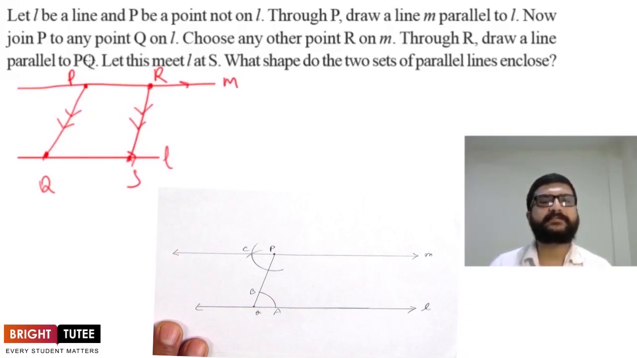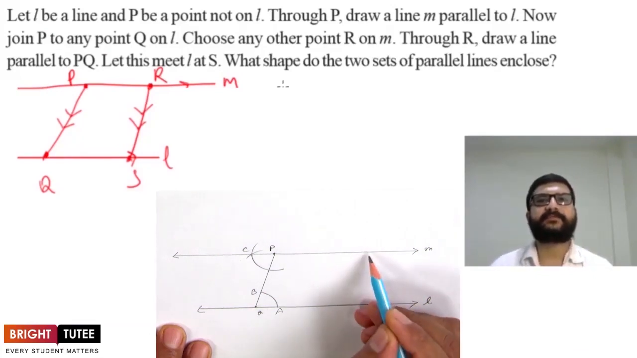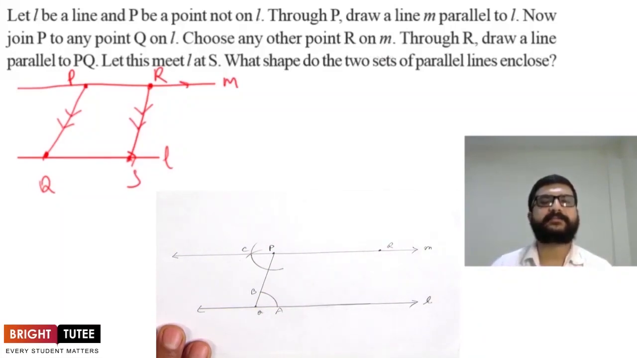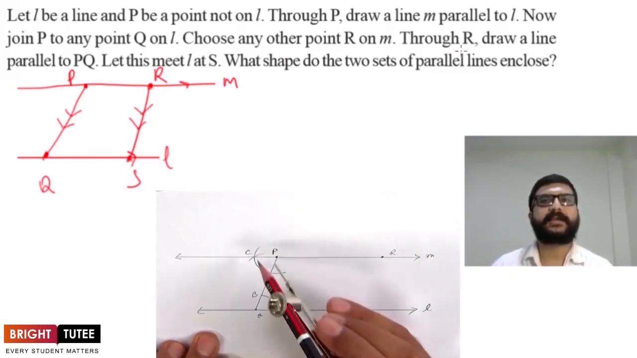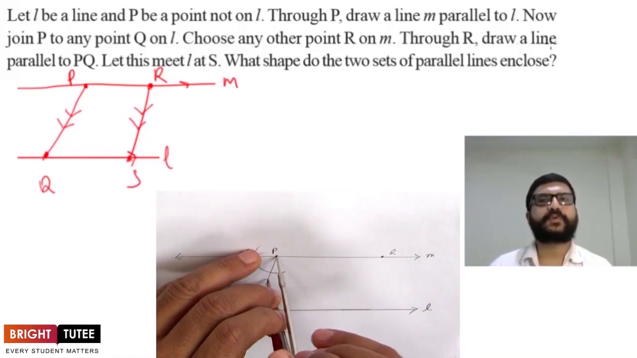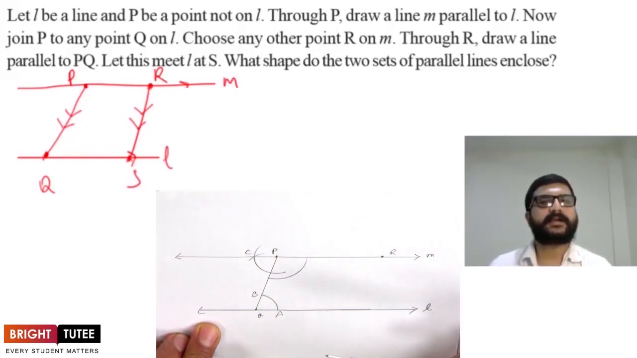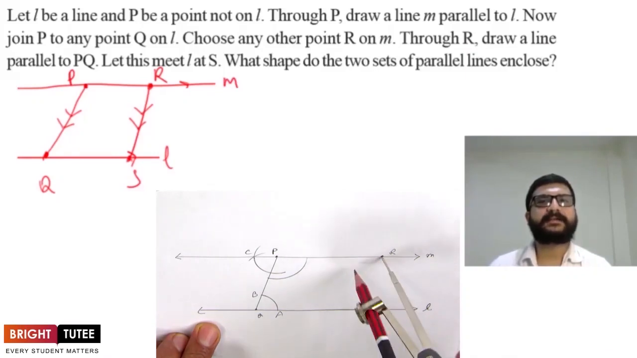Now what we have to do after this, we have to take any point Q on the line L, which we have already taken, and we have to join PQ, and we have joined them. We have to write all these things in the steps of construction. Whatever we are doing, we will be writing in the steps of construction side by side. Now after this, the next step is we have to take any point R on the line M. Let's say here is the point R. We have taken any point R on the line M, and then we have to draw a line parallel to PQ. We know how to draw parallel lines now.